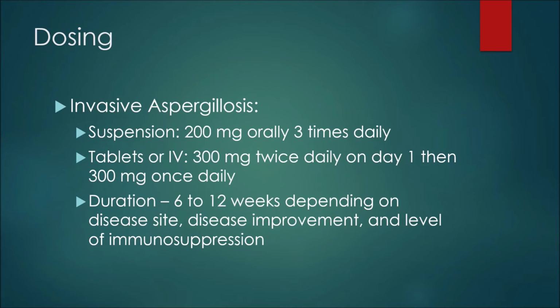Now, for examples of dosing with Posaconazole, in invasive aspergillosis, if they're using the suspension, a patient may use 200 milligrams orally 3 times daily. Now, for the tablets or intravenous route of administration, we may see 300 milligrams twice daily on day 1, and then just 300 milligrams once daily. For a duration, we may see this medication used in the setting for 6 to 12 weeks, depending on the disease state, the disease improvement, and the level of immunosuppression.